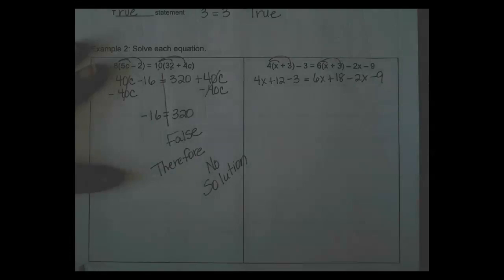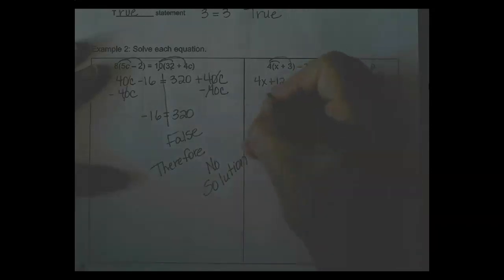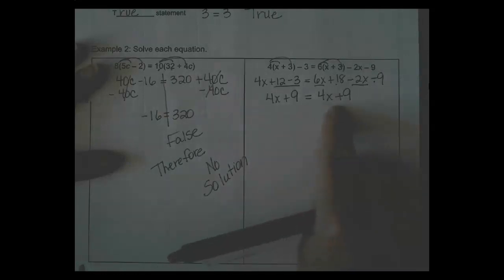Okay. Now if I look at these, they really need to be cleaned up. So let's go ahead and clean this up. I can combine those two. So I end up with 4x. 12 take away 3 is a positive 9. Over here, I have a 6x take away 2x, which leaves me a 4x, and 18 take away 9, which is a positive 9.